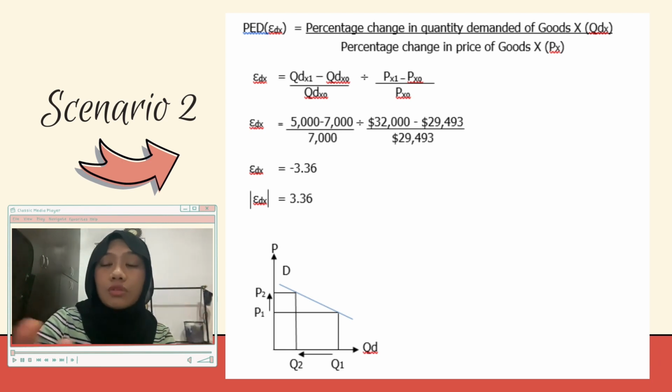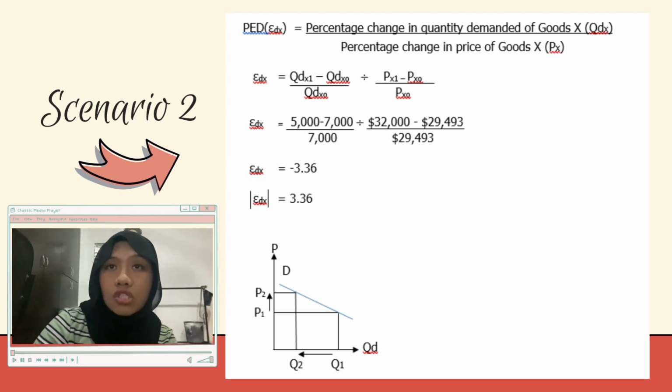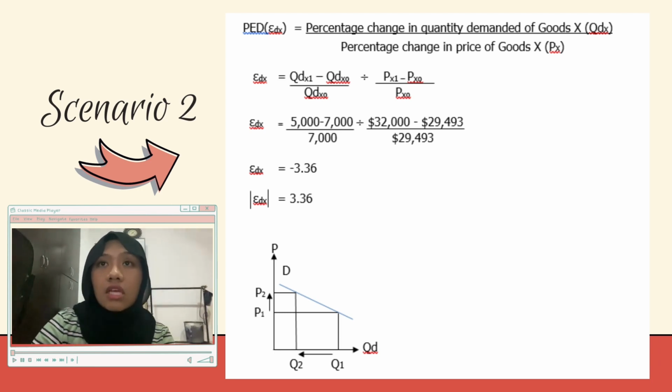For scenario 2, the formula is the same as scenario 1, which is percentage change in quantity demanded of goods X over percentage change in price of goods X. So the answer that we got is 3.36.